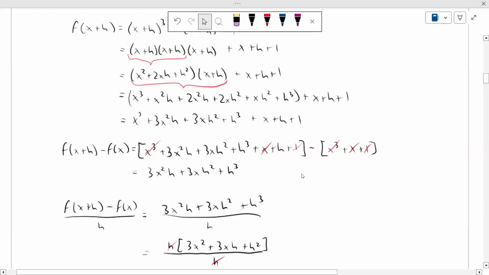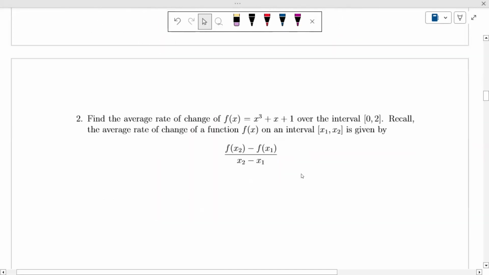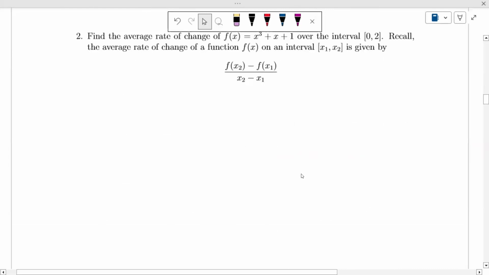All right. So I'm going to go ahead and move on to problem 2 here. Where we're finding the average rate of change of this function over the interval 0 to 2, right? So I gave you the formula for the average rate of change over here, just in case you forgot. So remember this interval that I give you, these are the x values, x1 and x2, like so.